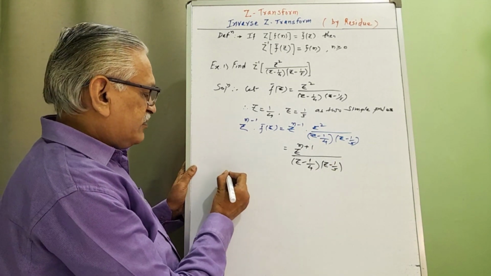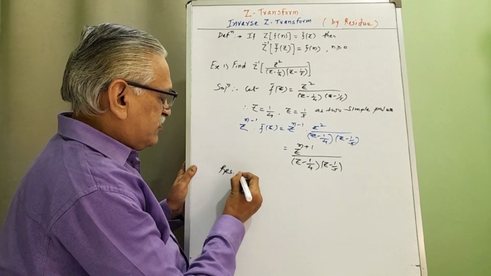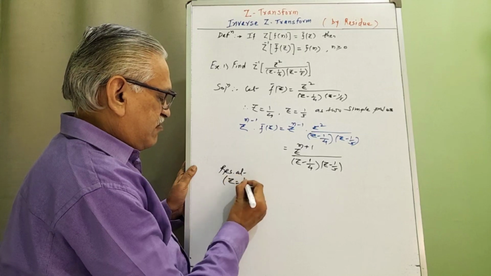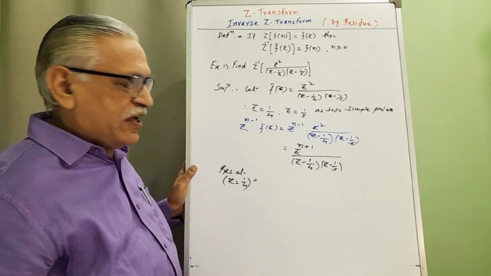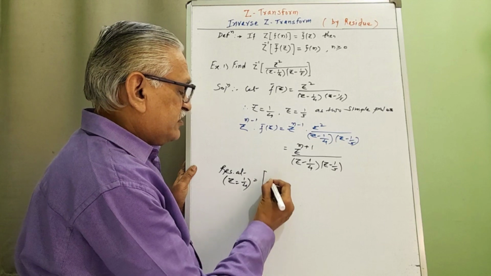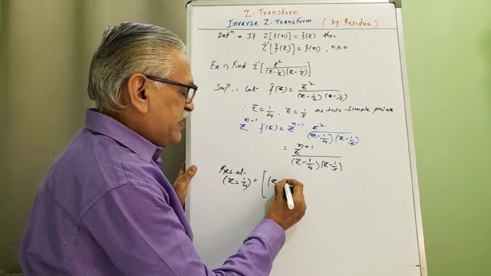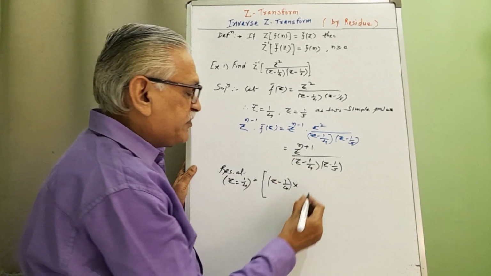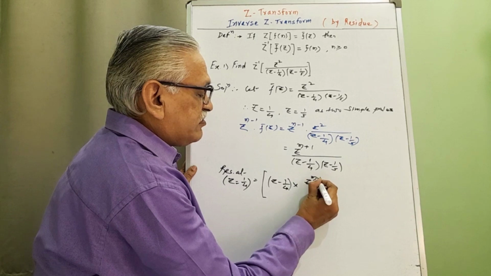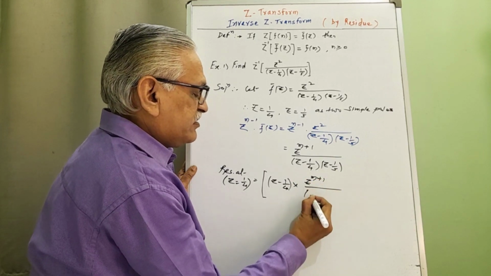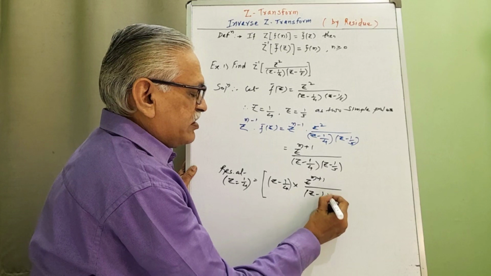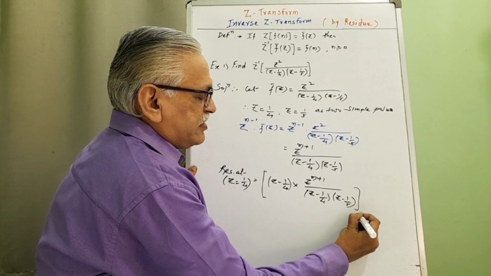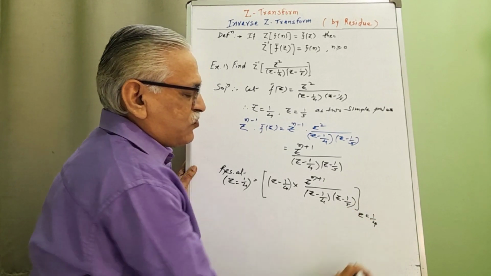Then the residue at the first pole, by the first formula, is z minus a, that is z minus 1 by 4, multiplied by this term, z raised to n plus 1 whole divided by z minus 1 by 4 into z minus 1 by 5, at z equals a, here 1 by 4.